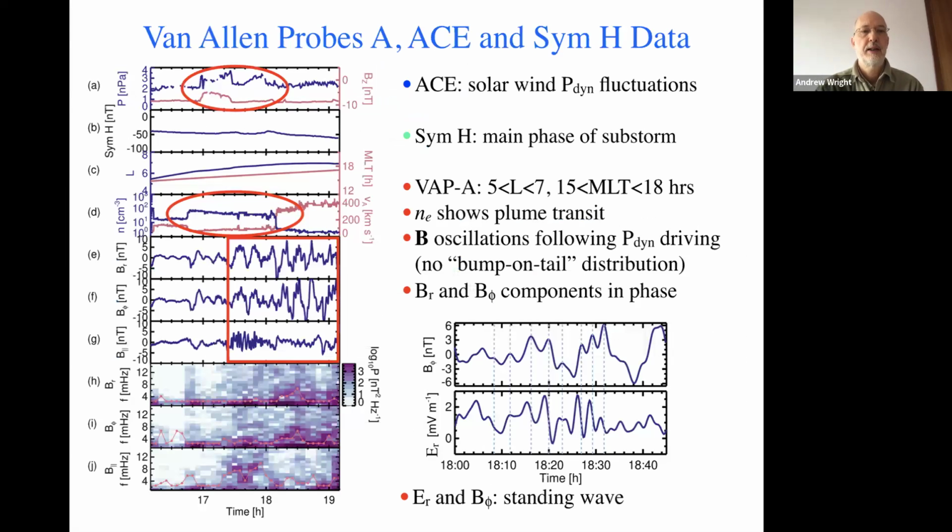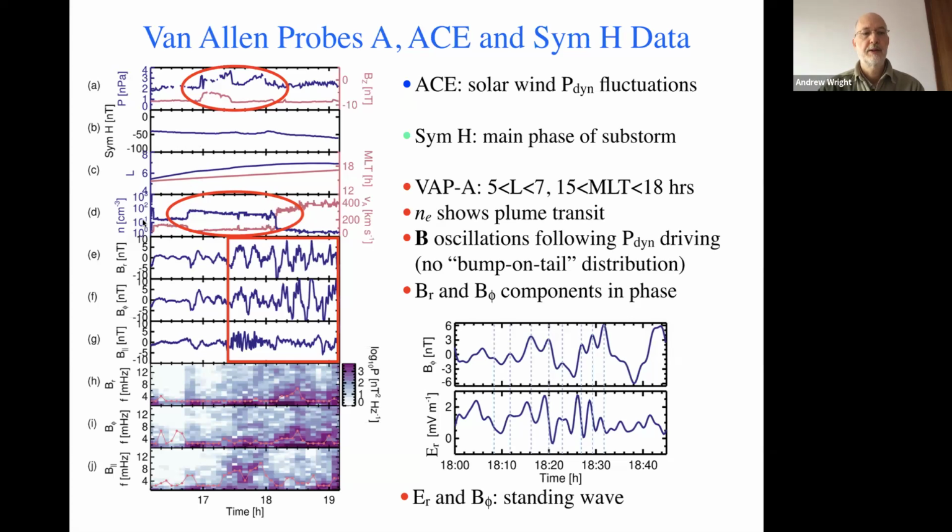So a mixture of data here. The top panel is ACE, and the main thing to note is that we got the dynamic pressure variations here. It's pretty quiet. It's the blue line we're looking at, and then it steps up here, and there's some variation there. So there's some dynamic pressure fluctuations upstream in the solar wind coming down. SYM-H is in this panel. There's not much happening over this time interval, but if you look over a broader time interval, SYM-H indicates that we're in the main phase of a substorm.